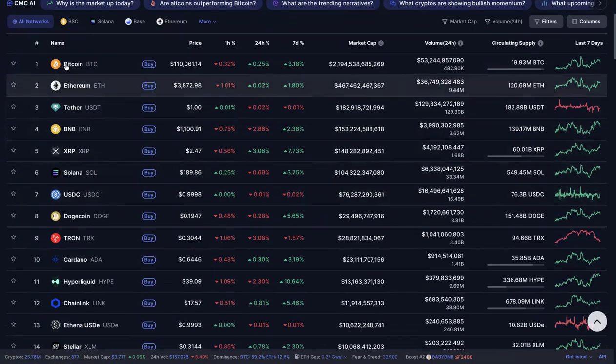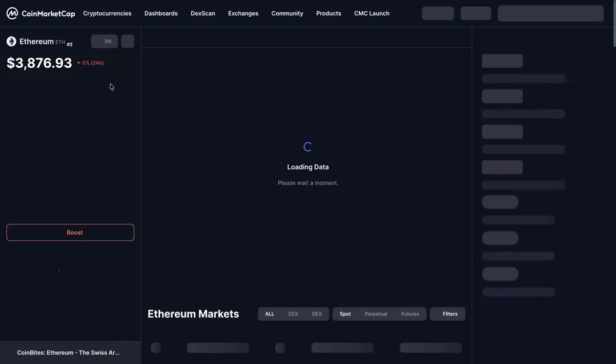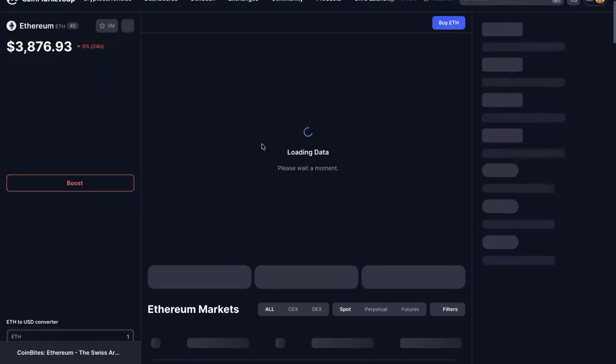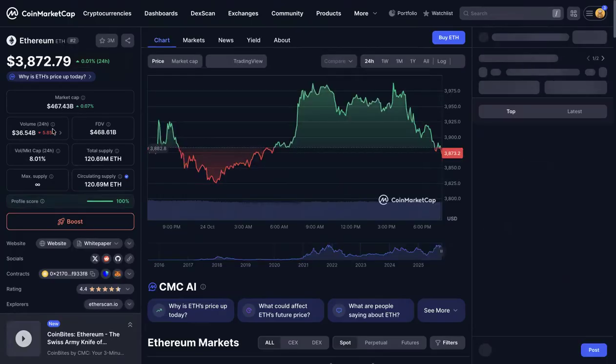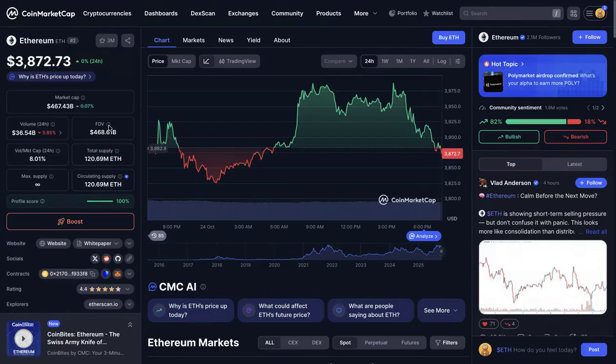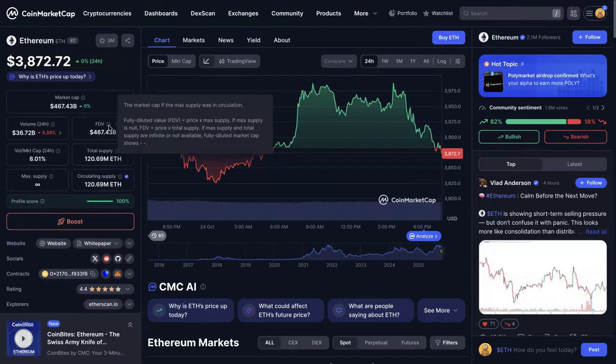Then how to read a token. For example, now if I touch on Ethereum, reading the data of this token. When you open a token, this is how the interface looks. It tells you the market cap of the token, its 24-hour volume, its fully diluted valuation. The fully diluted valuation is the advanced version of market cap.